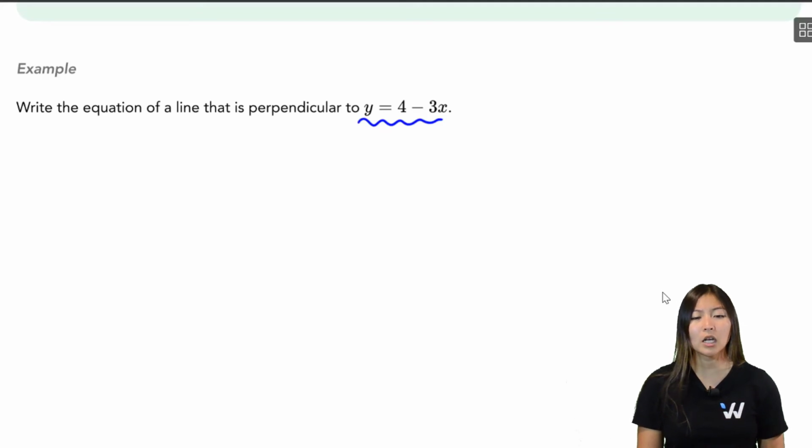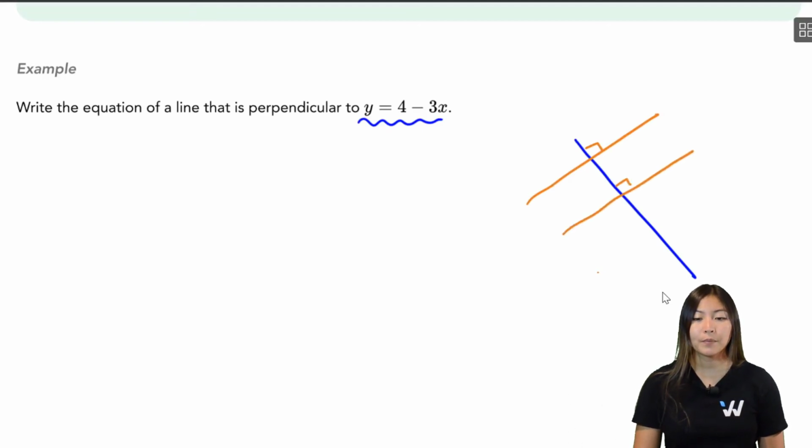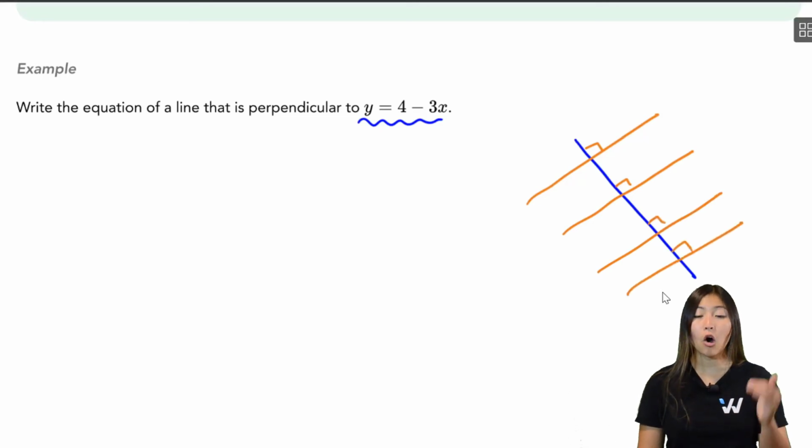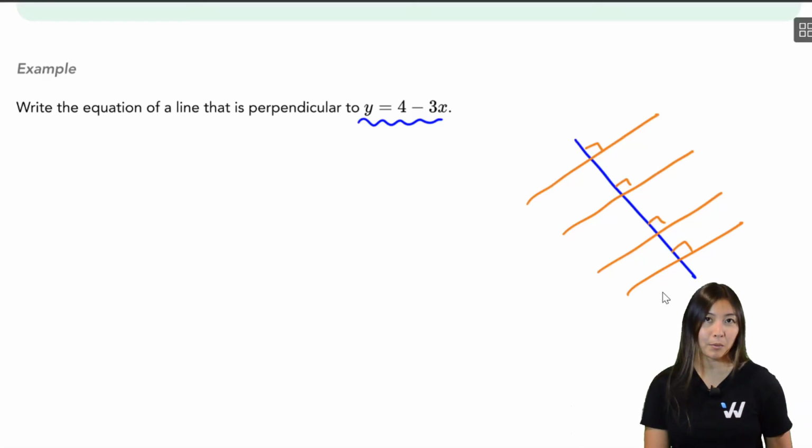Well, if I have the line y equals 4 minus 3x, let's pretend that's our line. How many lines are perpendicular to it? Well, this line is perpendicular to it because it's 90 degrees. This line is perpendicular to it. This line is perpendicular. This line is perpendicular. All these lines have the same slope because they have the same steepness, but they all have different y-intercepts. So we just need to find one of these lines for the answer for this example.